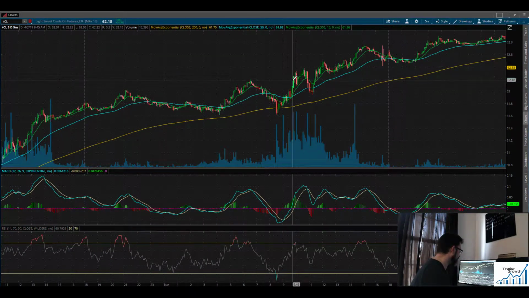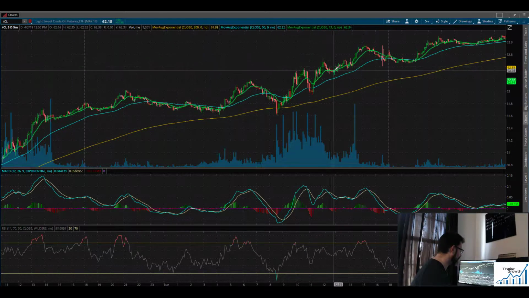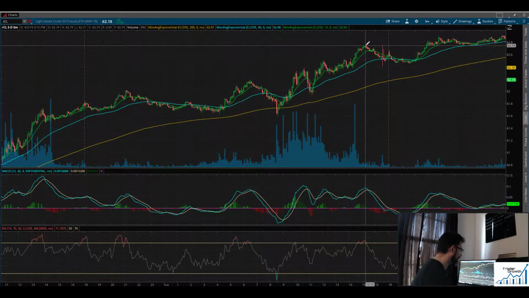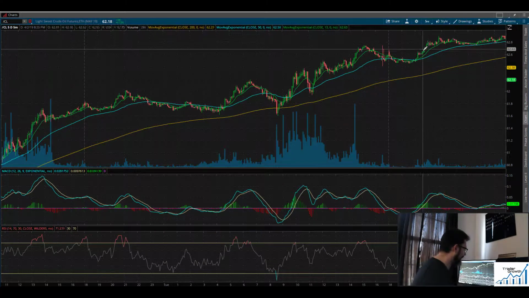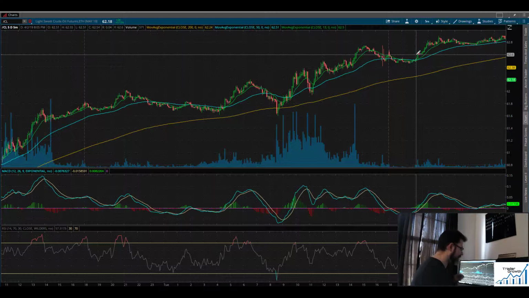Here we go. You could have tried to trade a double top in here and you would have gotten slaughtered. You could have tried in here and you would have gotten slaughtered again. When you are in a trending market, you do not fade double tops. They do not work. When you're in a trending market, you must trade breakouts.